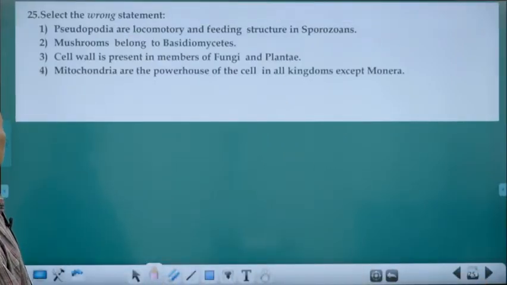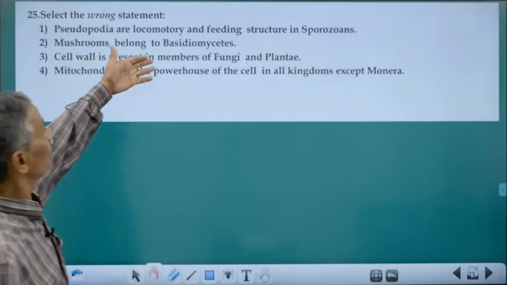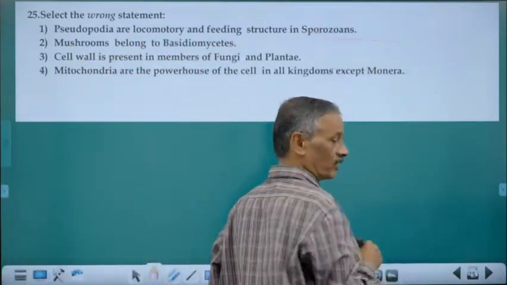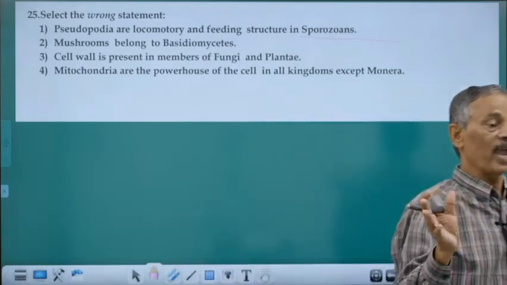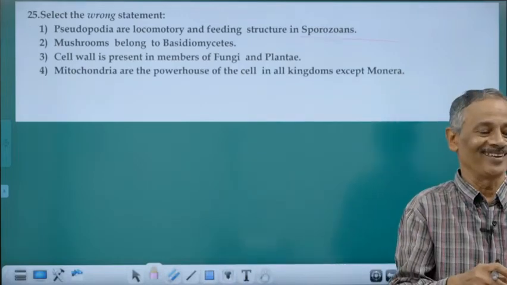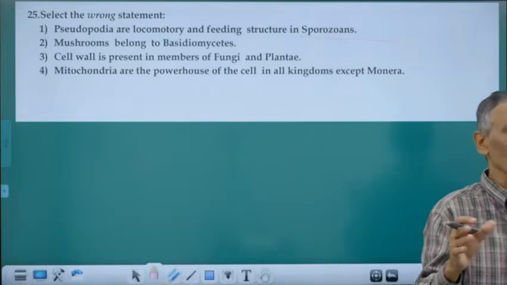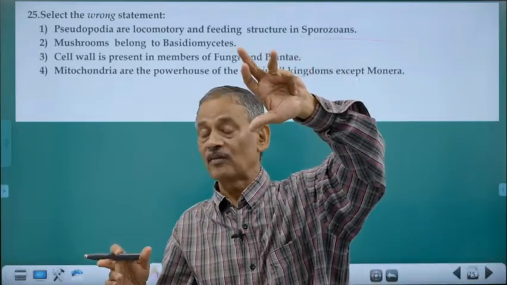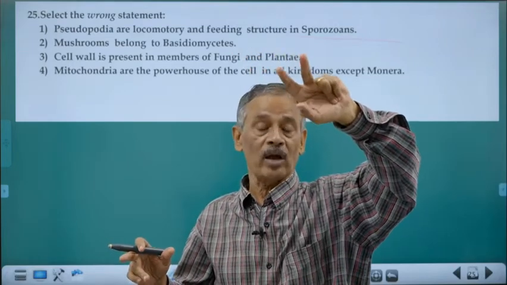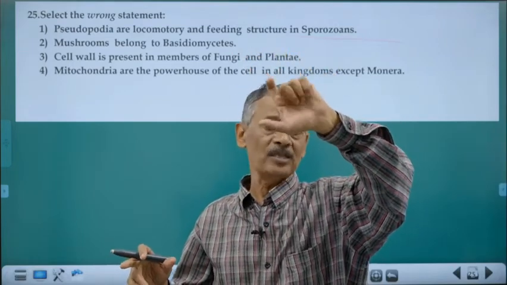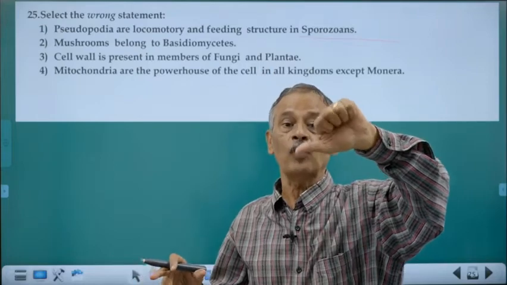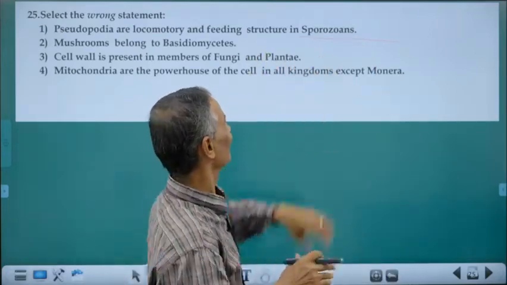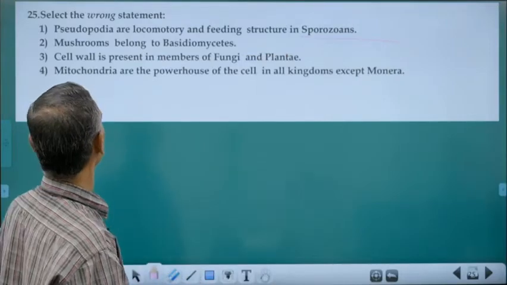Wrong statement. Pseudopodia are locomotory and feeding structures in Sporozoa. See, sporozoans are parasitic. They are spore-like animals having no locomotory organ. See, protozoans are classified based upon the locomotory structure as Sarcodina having pseudopodia, Ciliophora having cilia, Mastigophora having flagella, and Sporozoa having no locomotory organ. So that is the wrong one.